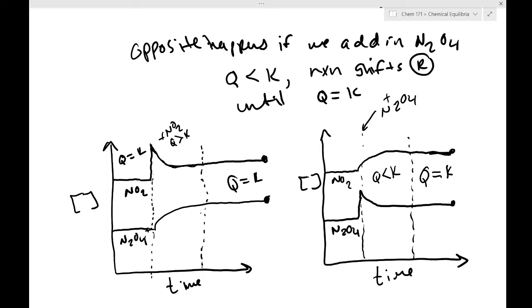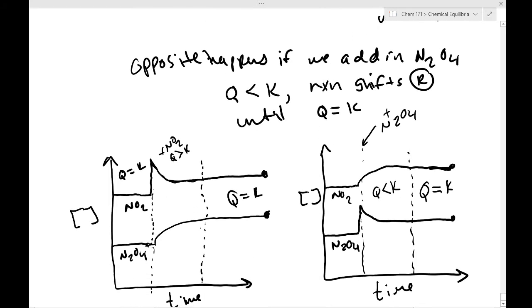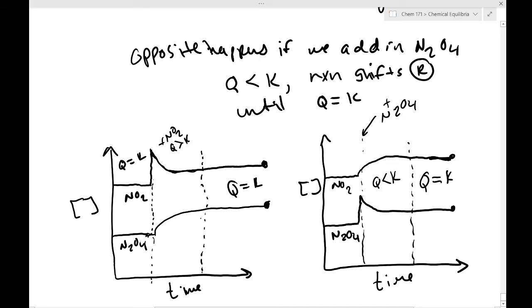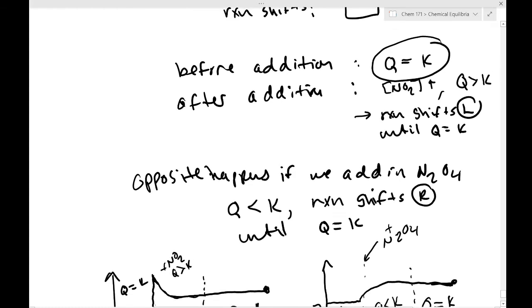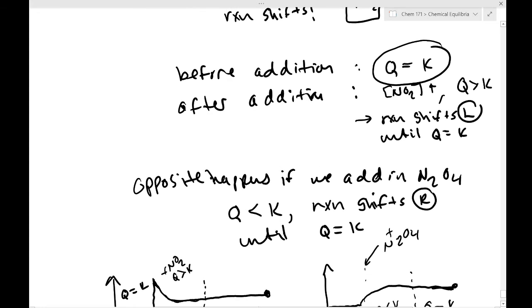However, the equilibrium will be re-established due to Le Chatelier's principle. The equilibrium will re-equilibrate to new values. Okay, and it all depends on Q. If Q is less than K, the reaction is going to shift right. And if Q is greater than K, the reaction is going to shift left.